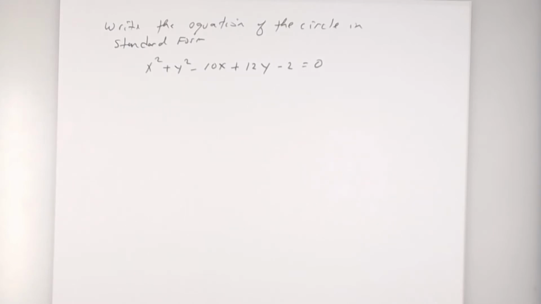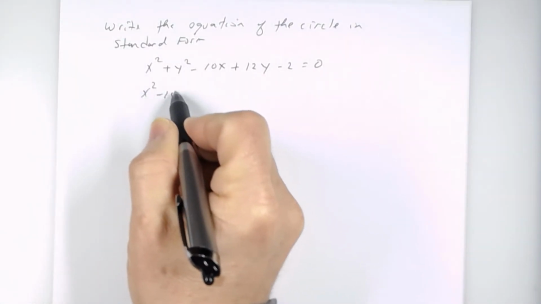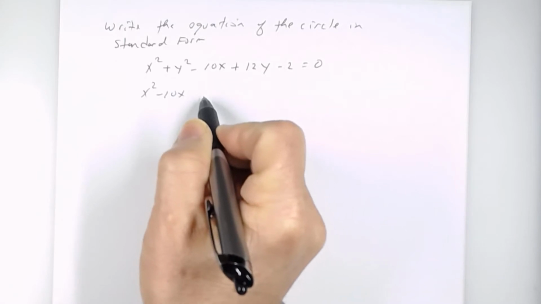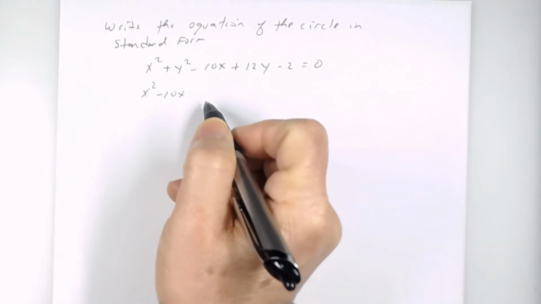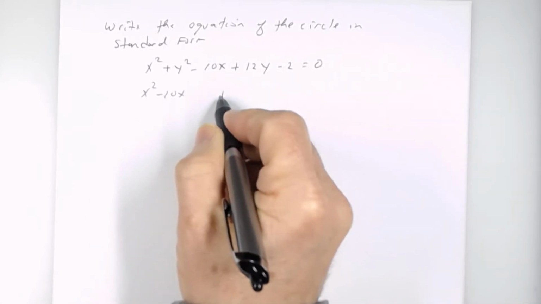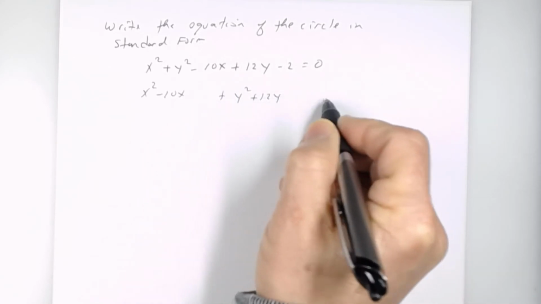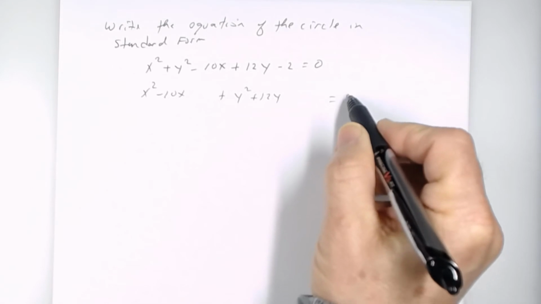First move a constant. At some point I'm going to have to complete the square, right? So that's where you put all the x's together, all the y's together, and bring the constant to the other side. So I'm going to rewrite this as x squared minus 10x, leave some space, because you're going to be adding a number to both sides. That was one of the processes of completing a square. Plus y squared plus 12y, leave some space, and that's going to equal what number at this point? 2.